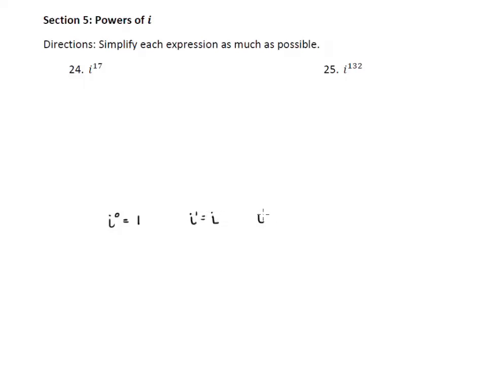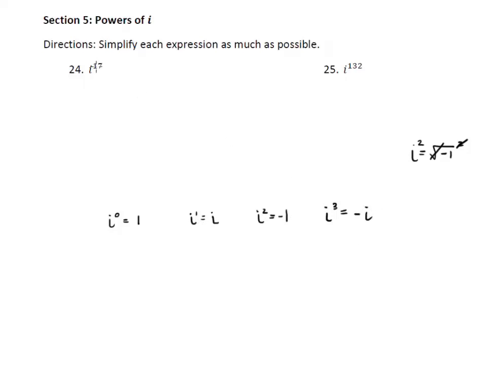Here's the tricky one, i squared. Well, we know i is equal to the square root of negative 1. So if I square both of these sides to get i squared, the square root and the square cancel each other out, and i squared is equal to negative 1. That's the tricky one to remember. And then i to the 3rd power, well, that's just i squared times i, right? That would give me i to the 3rd power. So it's i times a negative 1, which is negative i.